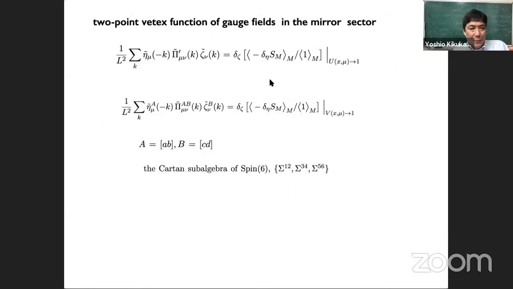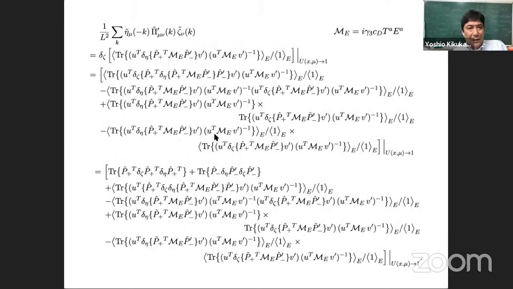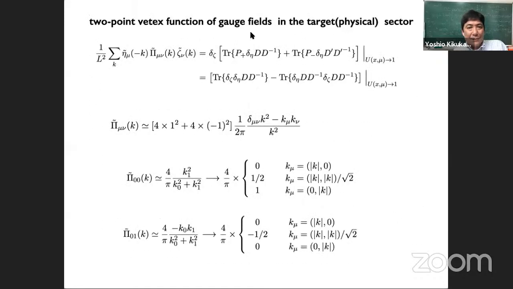To compare the result of the mirror sector two-point function to the target physical sector, we also need to compute the two-point vertex function of the gauge field from the physical massless fermion sector. And this can be done rather explicitly. In the continuum, it should behave like this one. So this is the expectation from the continuum theory.